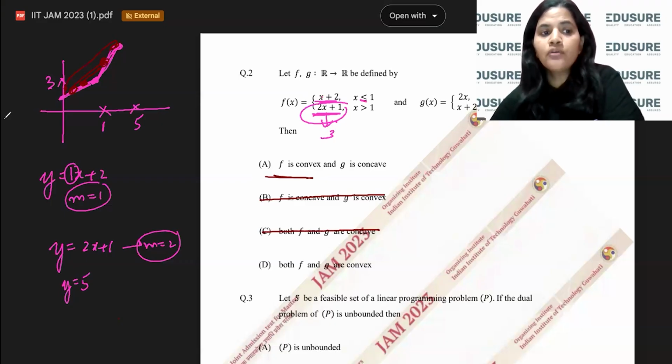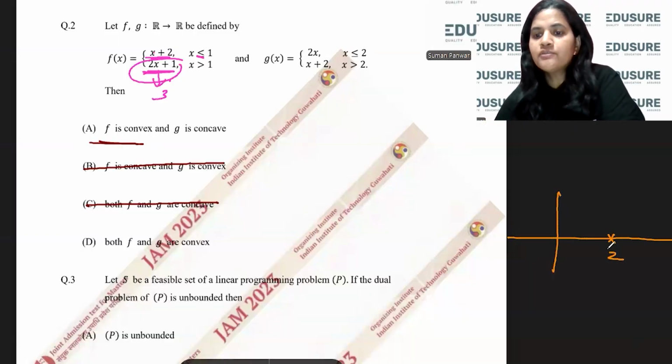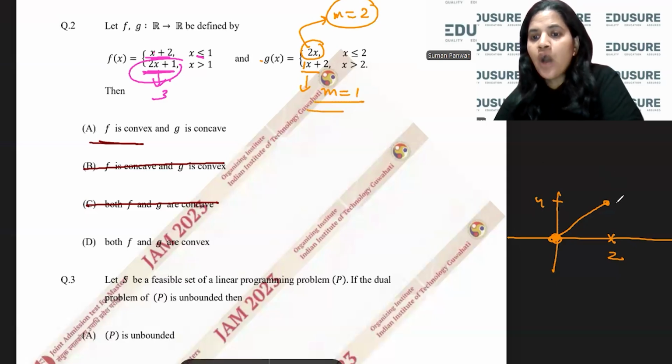Now let us check g. So again look at g. This is x equals 2. When you put x equals 0, it is 0, at 2 it is 4, so somewhere over here. So my graph is like this. You look at the slope of this, the slope is 2, and you look at the slope of this function g, the slope is 1. So my curve will have a slope like this.